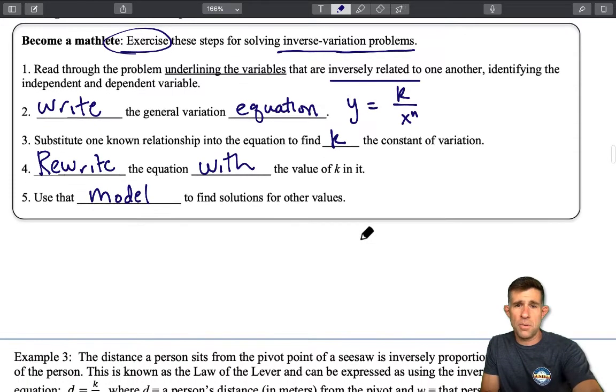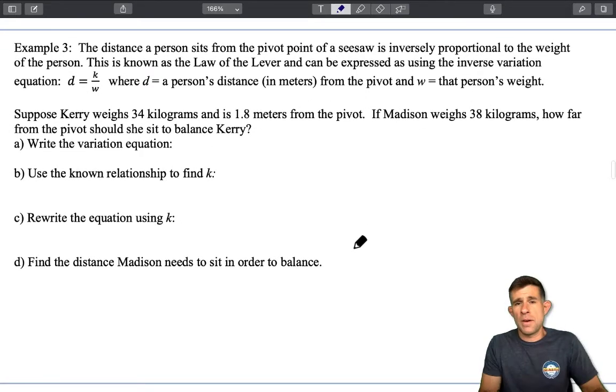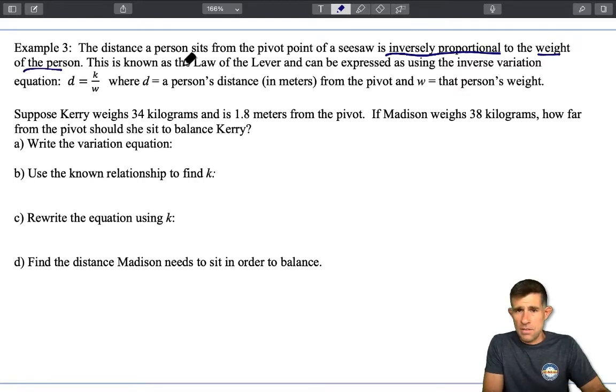All right, let's get some practice using those steps. Example 3 tells us about the law of the lever, or the pivot point here. And this goes like this. The distance a person sits from the pivot point of a seesaw is inversely proportional to the weight of that person. Okay, this is known as the law of the lever.